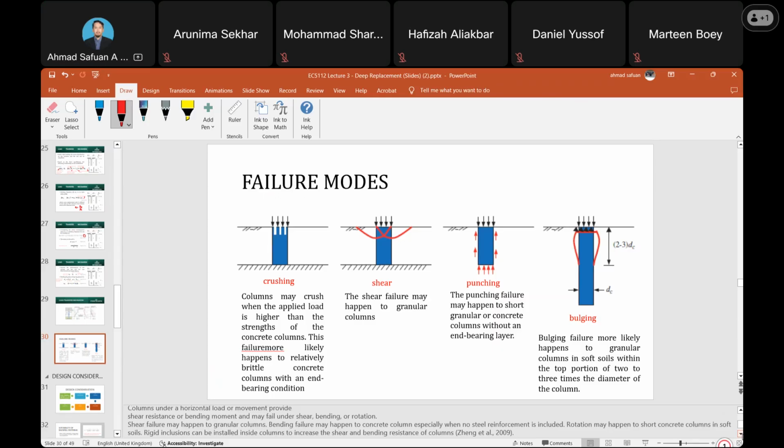A rigid inclusion can be installed inside the column to increase the shear and bending resistance of the column. So it means that to prevent the column from failing, we may include rigid inclusions, for example, steel reinforcement inside the column.